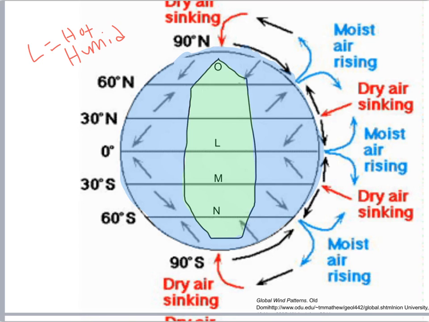Next up, M. What would the temperature of M be? It's going to be hot because, I guess technically it's still between that 0 and 30 latitude, but also at the 30 degree latitude we have sinking air, and sinking air warms up just like on the leeward side of a mountain. Sinking air warms up, so the 30 degree would be hot.